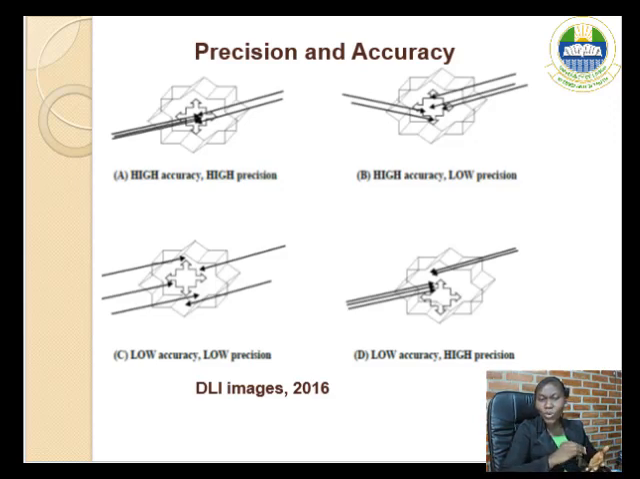The C is talking about low accuracy and low precision. When you are not right, you are not even consistent at all. That is low accuracy, low precision. But when you are consistently wrong, so to say, low accuracy and high precision, that is D. So we can see that from that diagram.